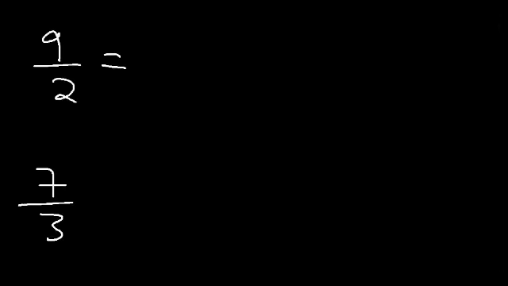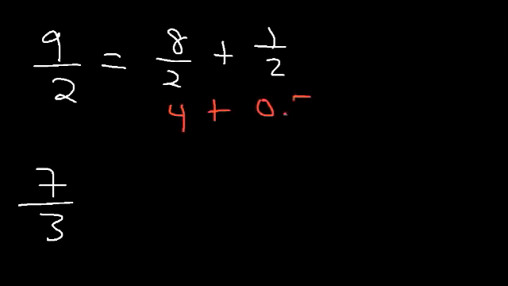So with this method, go ahead and practice a few problems. Try 9 over 2 and 7 over 3. Convert it into a decimal, and you can also convert it to a percentage as well. 9 over 2, we can break it into 8 over 2 plus 1 over 2. 8 divided by 2 is 4, and 1 over 2 is 0.5, so this is equal to 4.5.